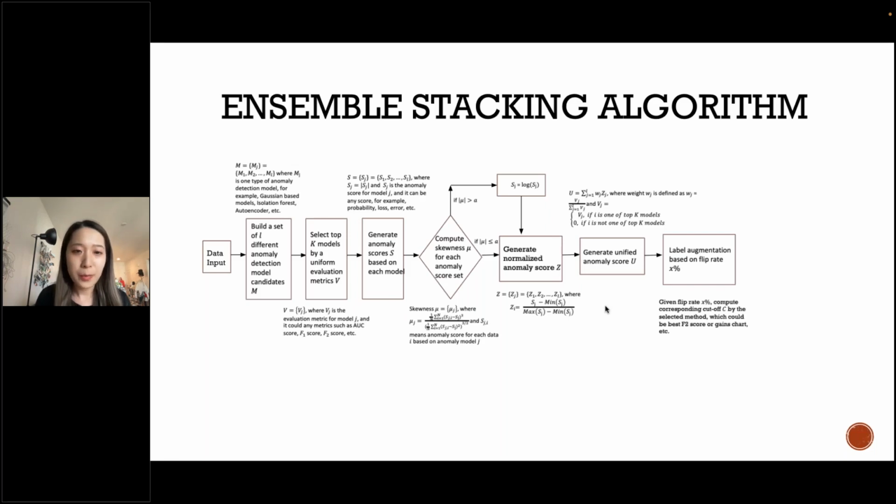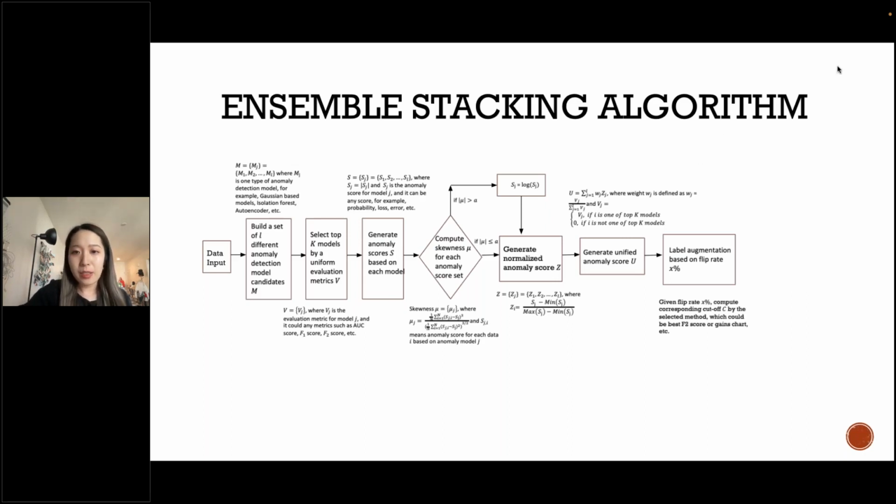It is not uniform. So we need to compute the skewness for those different anomaly scores using the formula here. We try to understand how skewed the distribution is, and we will apply something like a log transformation if it's too skewed. After that, we will generate a normalized anomaly score. So we do normalization for those scores, and finally we get a model score set Z, V1 to VL for different models.